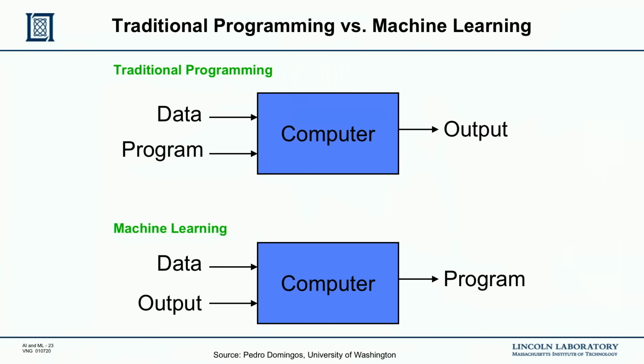Machine learning is a very different way of thinking about it, in which you're almost inputting the data as well as the output. So in this case, the data could be unlabeled images, the output could be the labels associated with those images, and you tell the computer, figure out what the program would look like. And that's just a slightly different way of thinking about machine learning versus traditional programming.